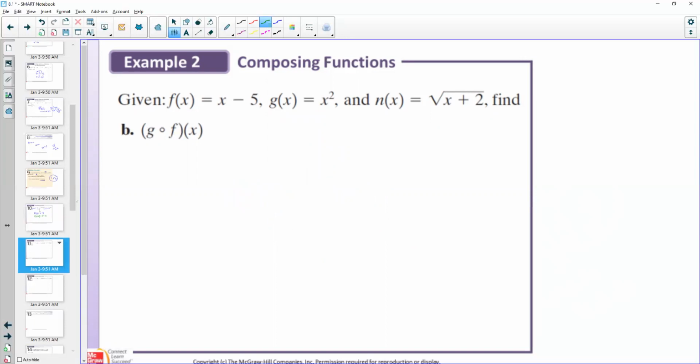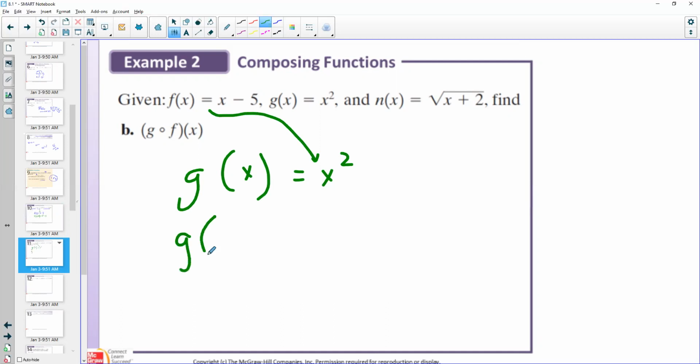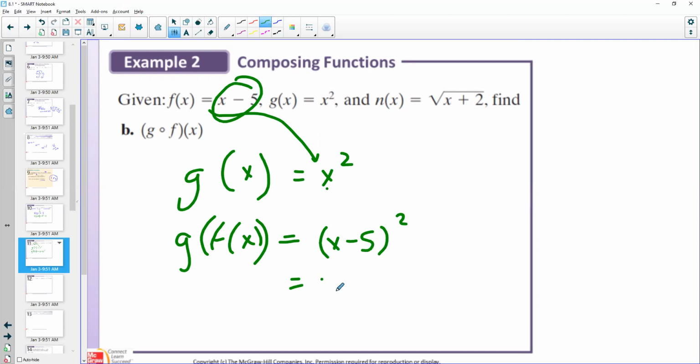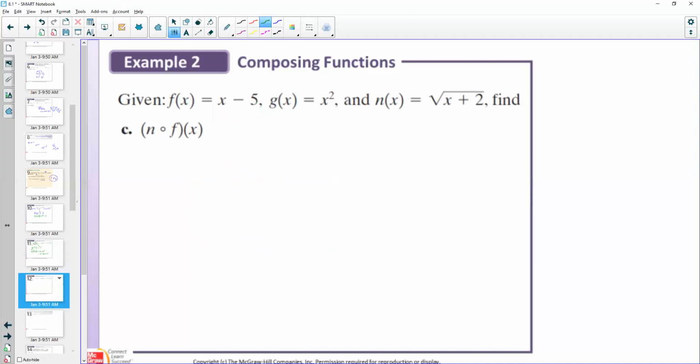G of f of x. So I'm going to start with g of x, and then I'm going to put f inside. So g of f of x means I have x here. I'm going to put x plus 5 in where x was and square that whole thing. I deposited this in where x was. And then I really do need to be doing the work. So it's a perfect square, x squared minus 10x plus 25. That's the composition.